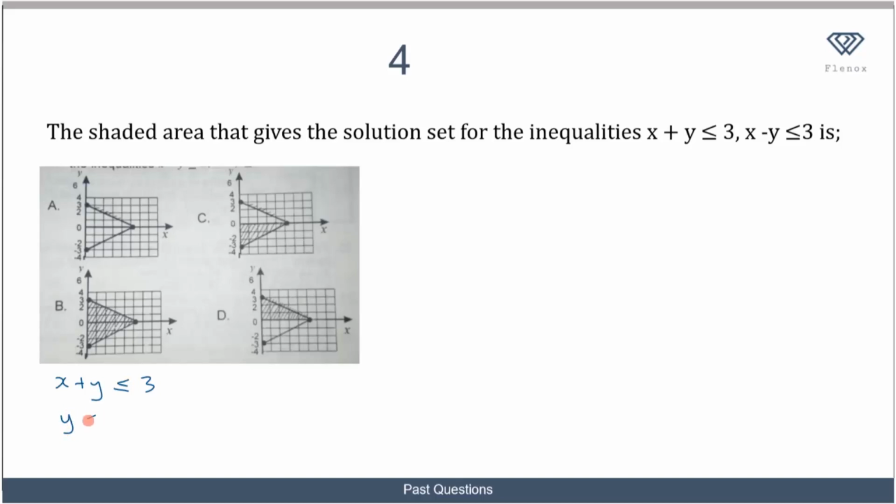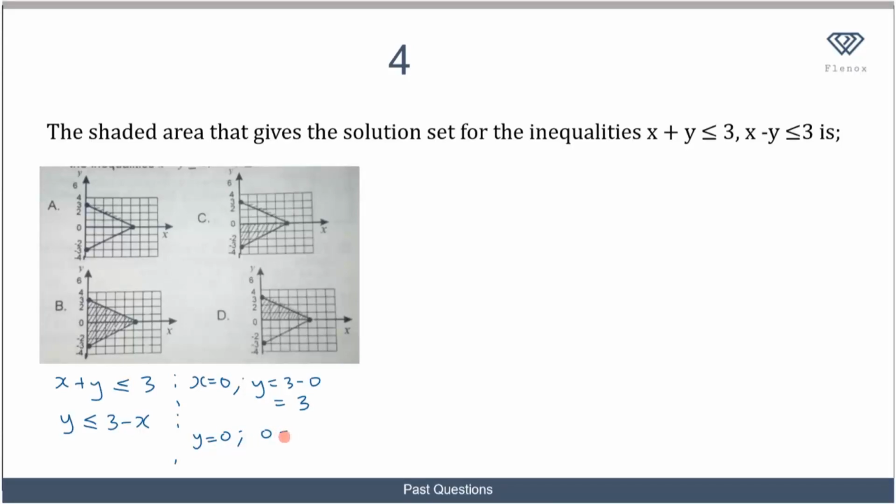So first, we make y the subject of the formula. So we have what? Y is less than or equals to 3 minus x. If you recall, we find the value when x equals to 0 and when y equals to 0, so we can get the coordinates. So when x equals to 0, what is the value of y? Y will be equals to 3 minus 0, and that will be 3.